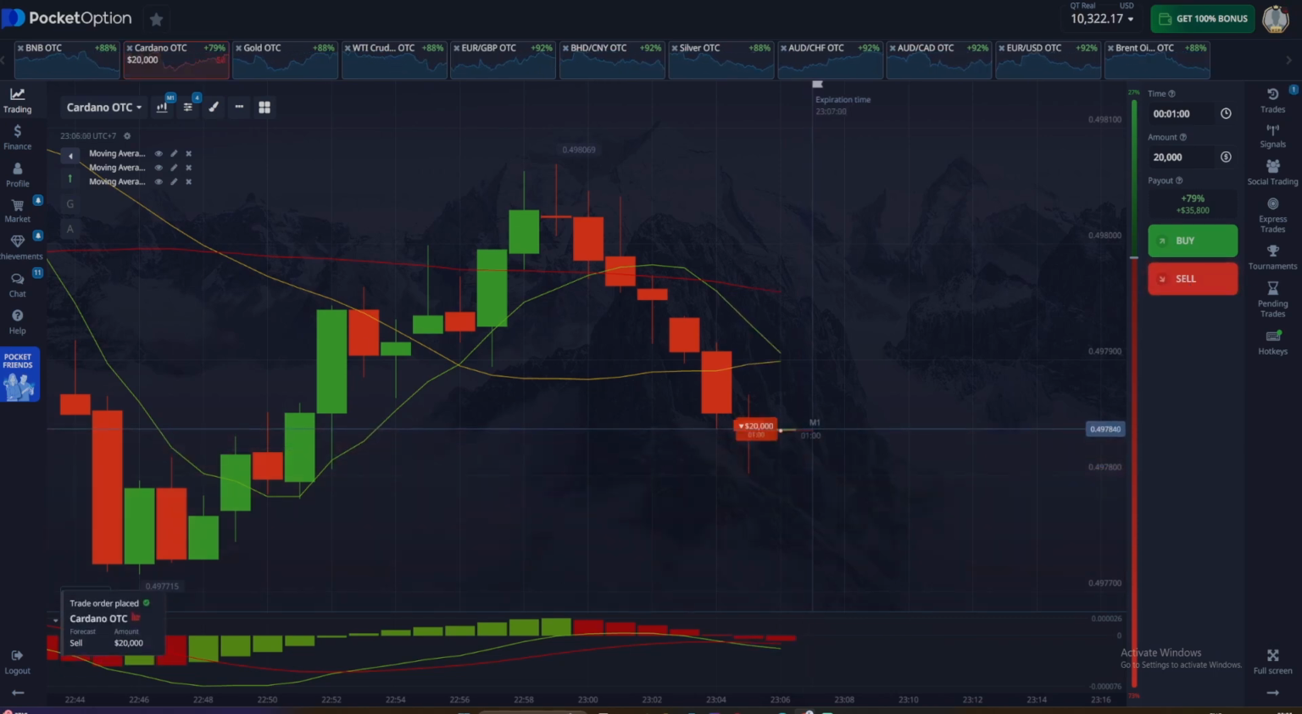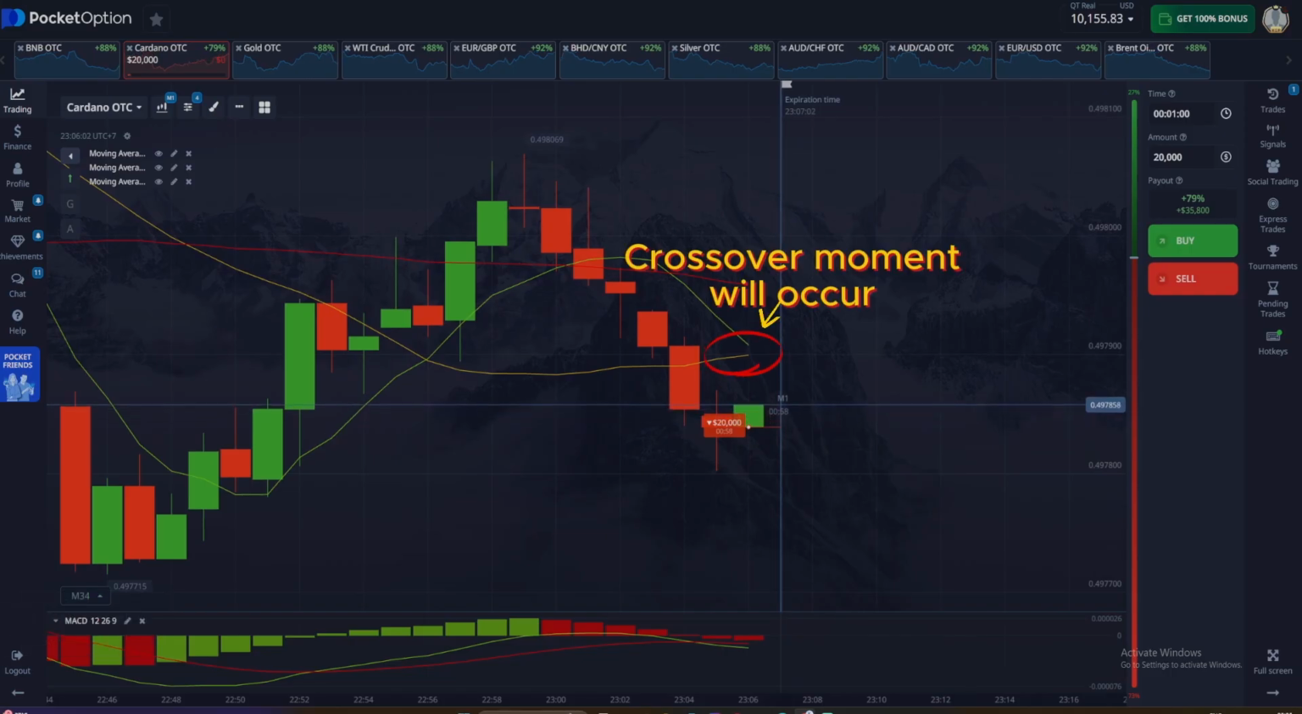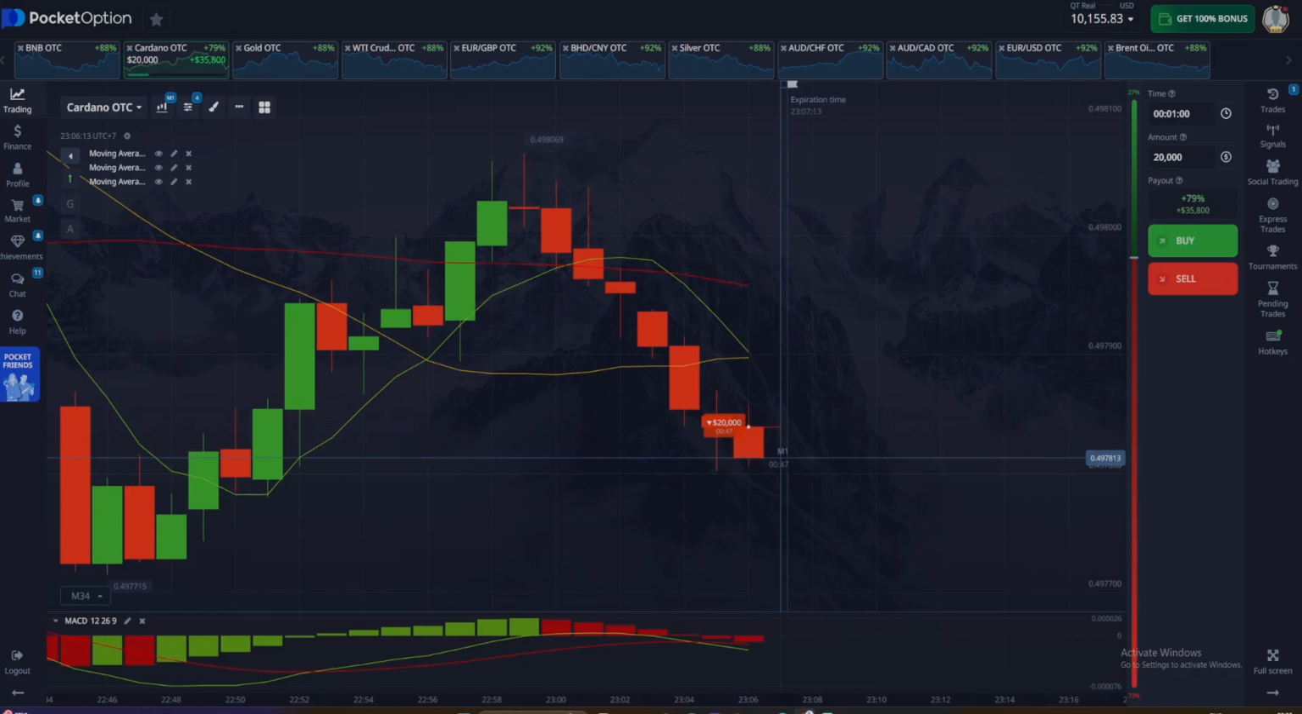I'm preparing for a sell position because the moving averages are showing signs of an upcoming bearish crossover. The fast MA is approaching the slow MA from above, indicating that the trend may soon shift downward. If this crossover confirms, it will signal that sellers are taking control of the market and bearish momentum is likely to build. Let's see how the price reacts.